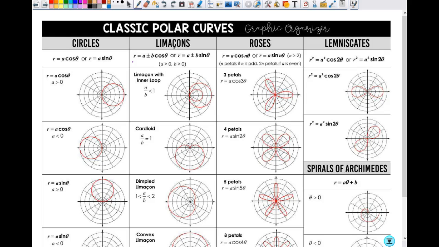Okay. So we've got a plus or minus b times the cosine of theta. If you have a plus or minus situation in there with either sine or cosine, there would have to be a number that is a. b could be 1. But if you have that in there, that throws it into the limacon category. And then you can have different kinds of limacons depending on the ratio of a to b. Notice here that a and b are always positive. So you can have a minus sign in there, but when you talk about these ratios, a and b are positive. So if a over b is less than 1, you get this limacon with the inner loop.